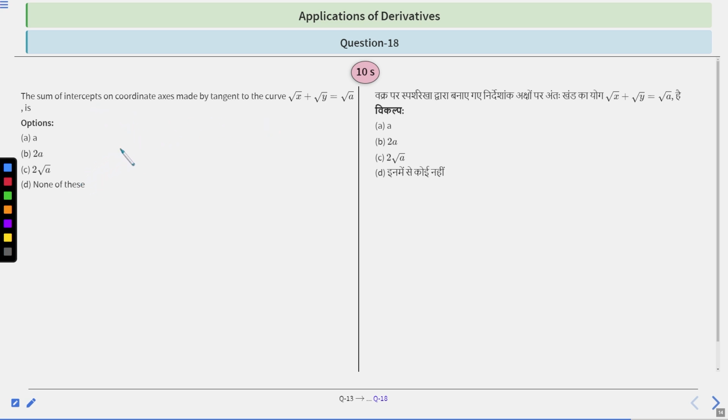How will we find the equation of tangent to this curve? We'll find dy by dx, right? By differentiating with respect to x both sides, right? Clear? So when we differentiate with respect to x both sides, we will get dy by dx in terms of x. Clear? Now we will write the equation of tangent. Clear?